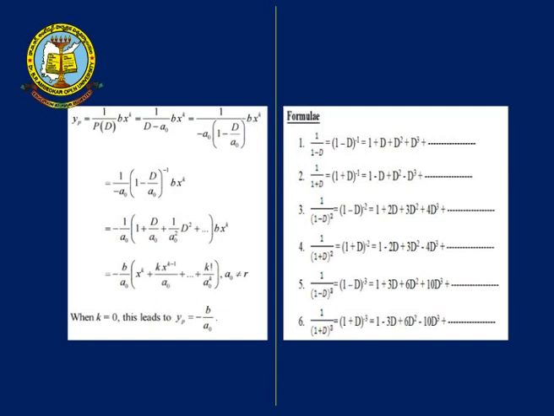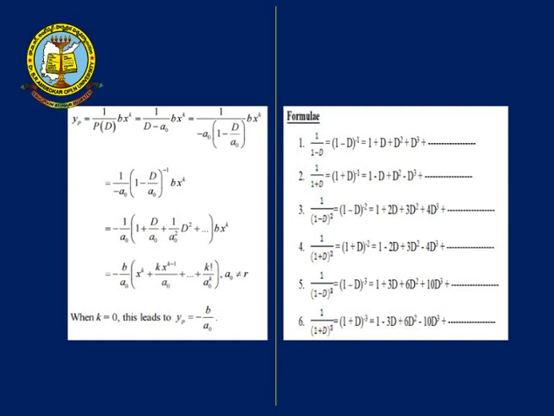Now, continuing the simplification, here b x to the power of k divided by d minus a naught. Here a naught is a constant, so I will take minus a naught as the constant. It comes to the denominator, 1 minus d by a naught whole to the power of minus 1 in the numerator. In that expansion, the power is minus 1 and inside is also minus, minus into minus is plus, so all terms are plus.